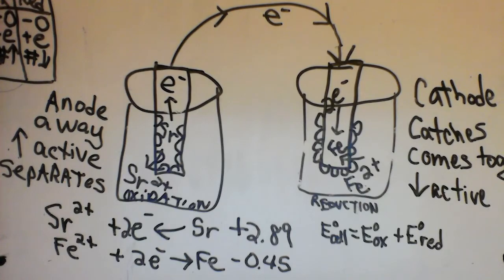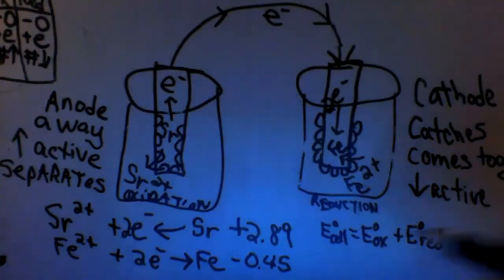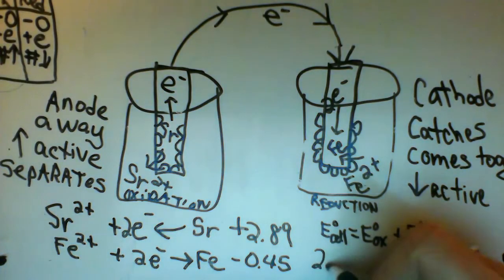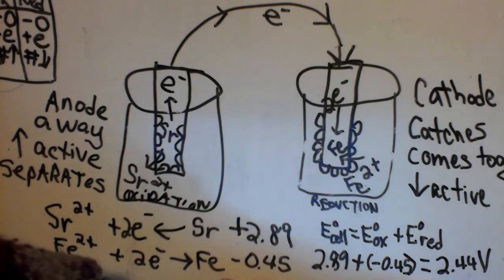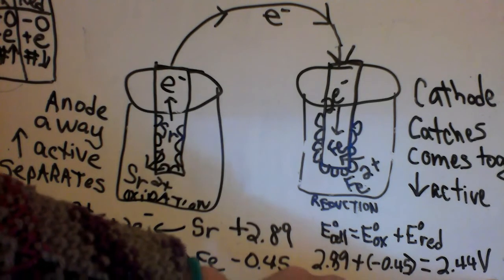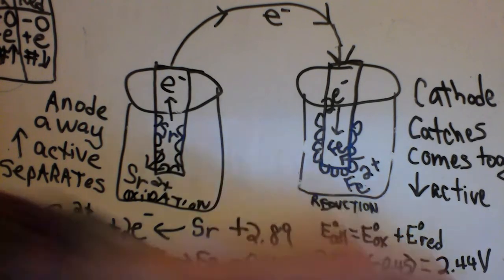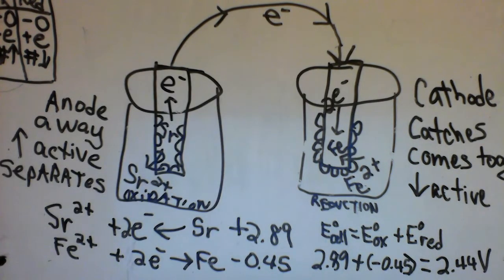So let's go ahead and add them. We can see that 2.89 plus a negative 0.45 equals 2.44. The measurement is in volts, and that is the answer for the standard cell potential.